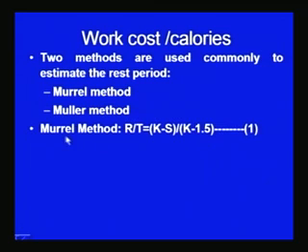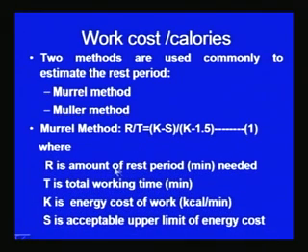According to the Murrell method, R divided by T is equal to (K minus S) divided by (K minus 1.5). This is one typical equation proposed by Muller for calculation of the rest period compared to the total time required, where R stands for the amount of rest period needed by the operator so that the accumulated lactic acid can be consumed and he can recover from the fatigue.